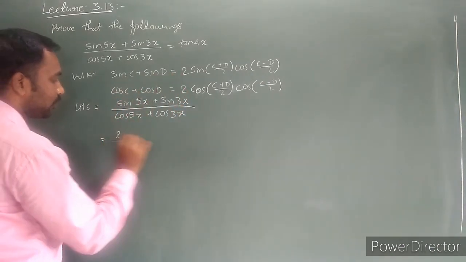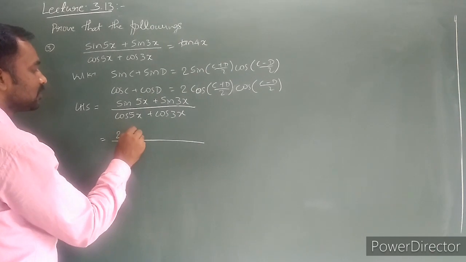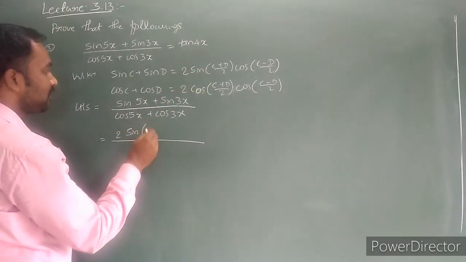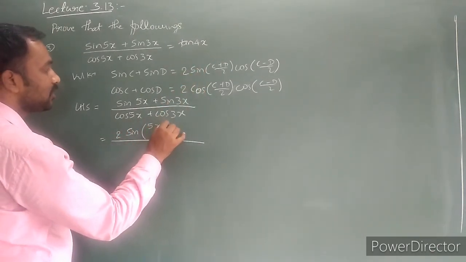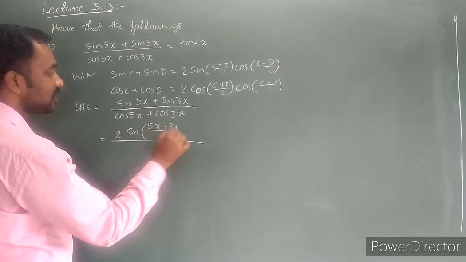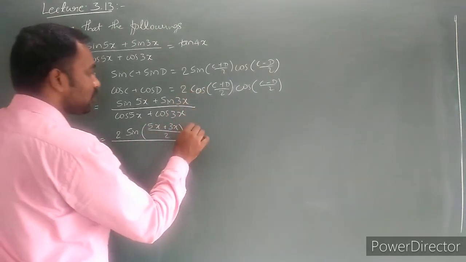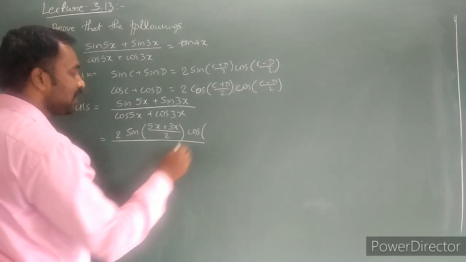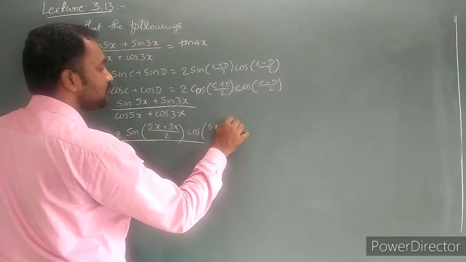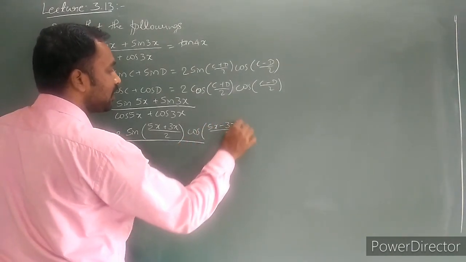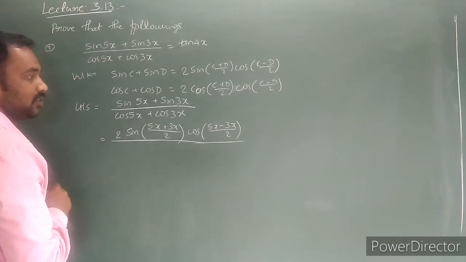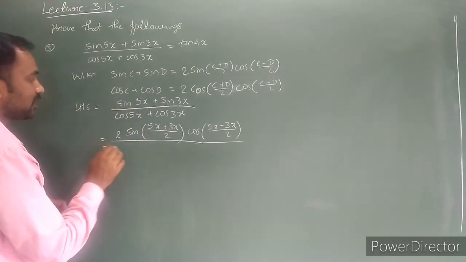What will we get? 2 into sine of (c plus d) by 2, that is (5x plus 3x) divided by 2, into cos of (c minus d) by 2, that is (5x minus 3x) divided by 2. Okay, the numerator is over. Now the denominator.